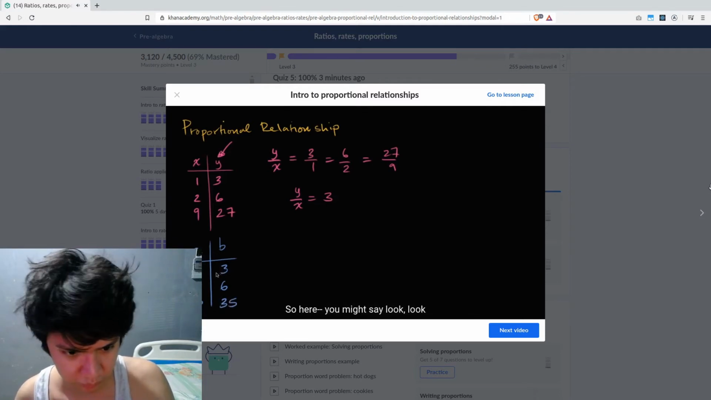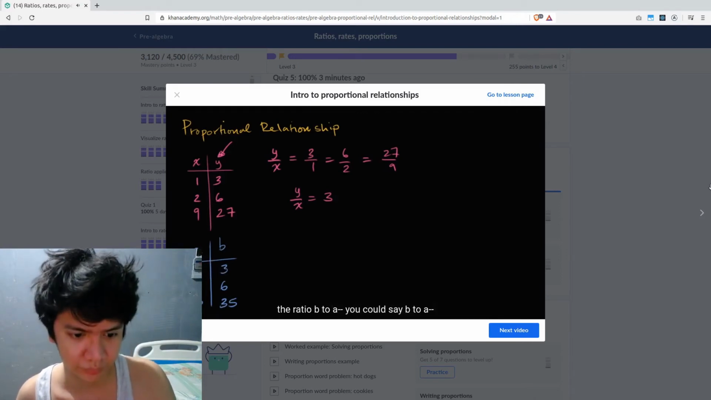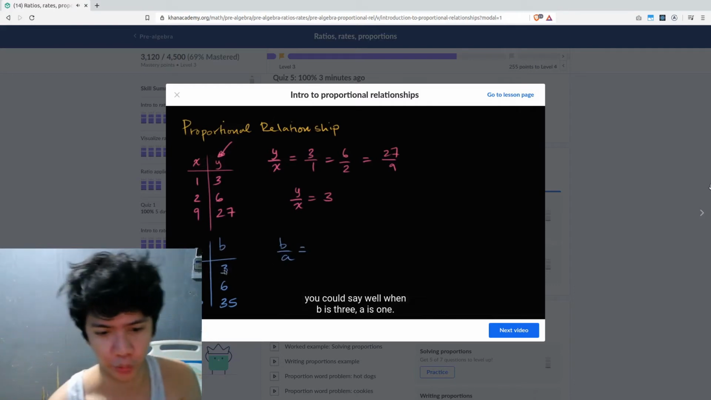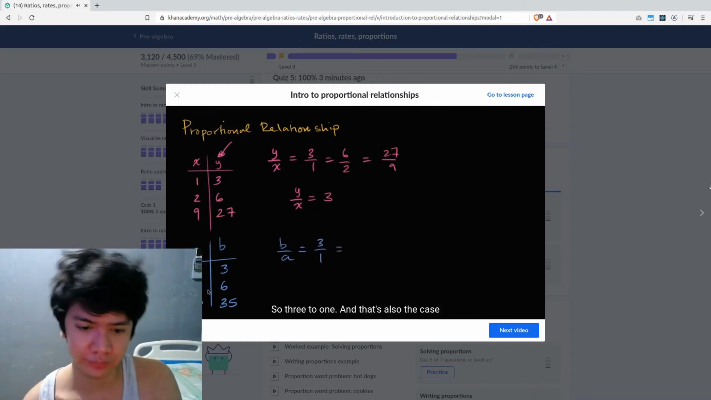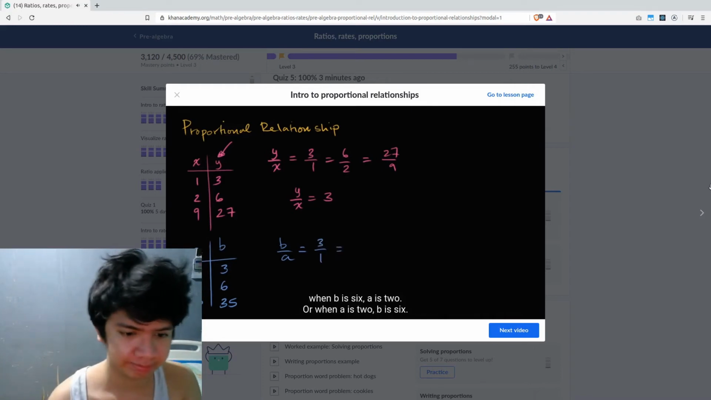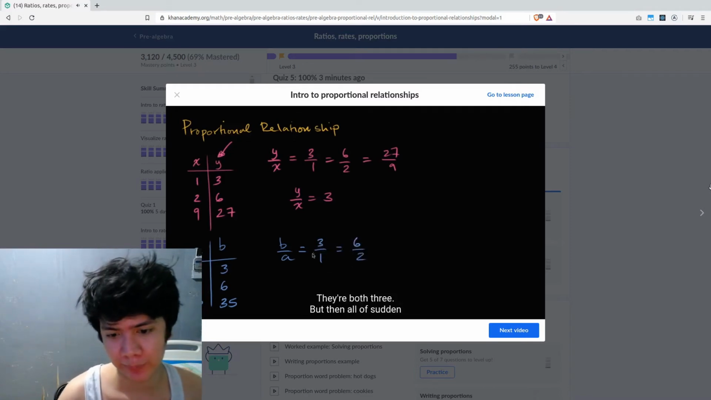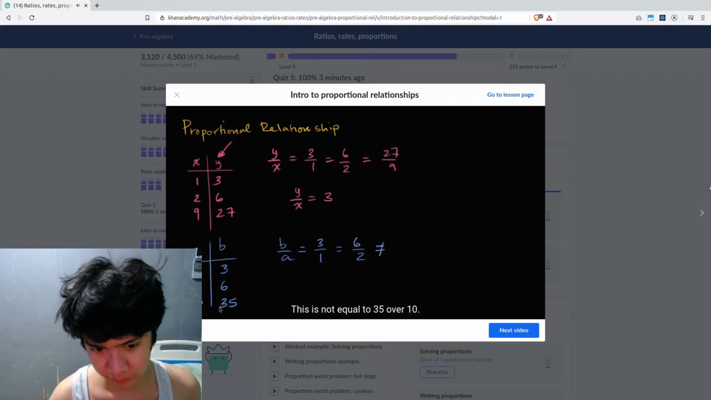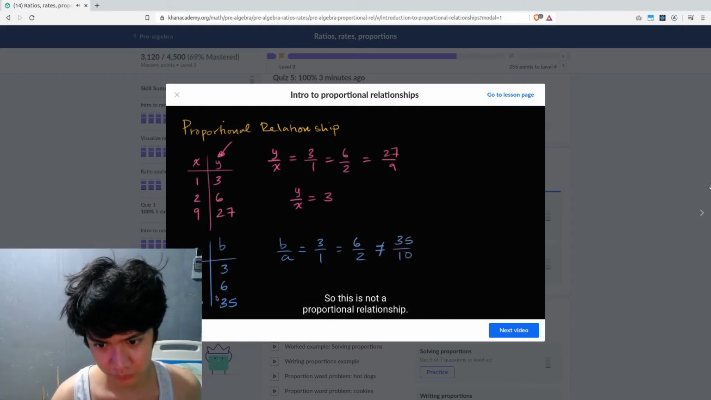So here, you might say, oh, look, when A is 1, B is 3, so the ratio B to A is 3 to 1. And that's also the case when A is 2, B is 6, so it's 6 to 2, so these ratios seem to be the same, they're both 3. And then all of a sudden the ratio is different right over here. This is not equal to 35 over 10. So this is not a proportional relationship.